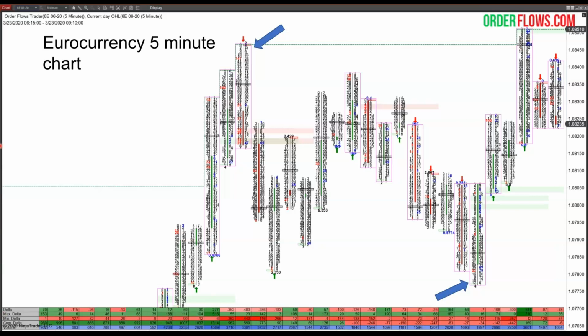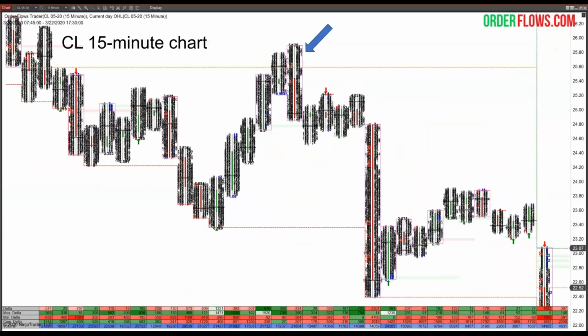Now, the next chart. People always ask me, hey, can I use order flow on longer term charts? Personally, I don't, but I know some people that do. And that's why I'm sharing this method with you of looking for these multiple imbalances. You're not going to see them very often on longer term charts, but this is a crude oil 15-minute chart.